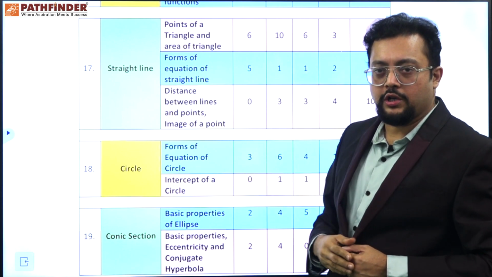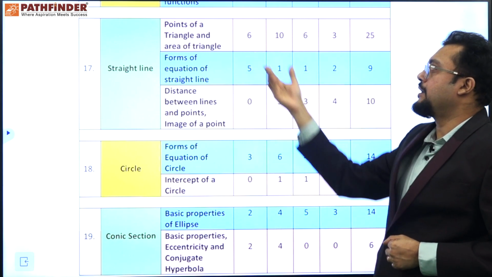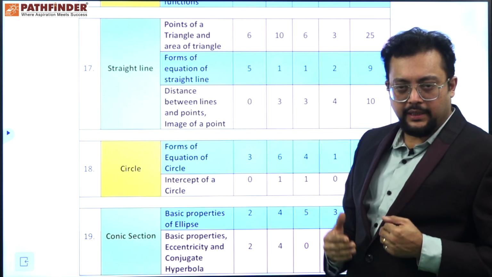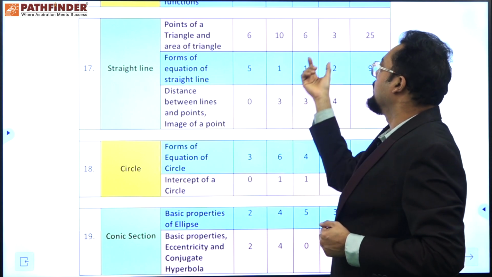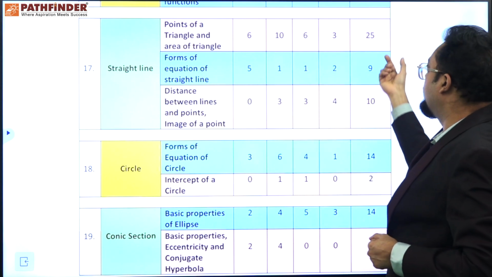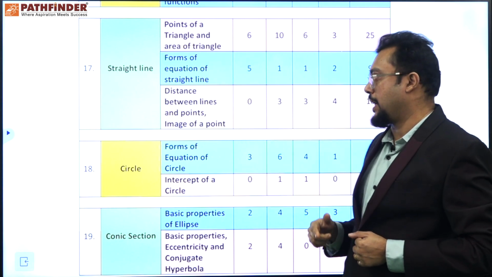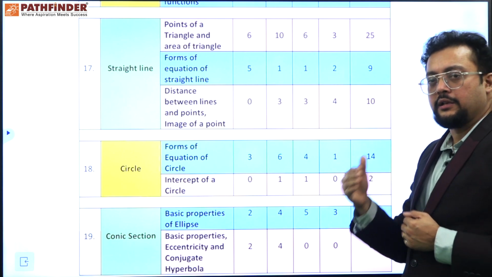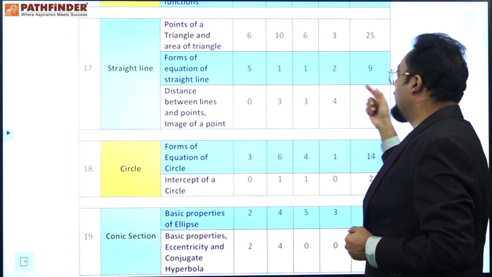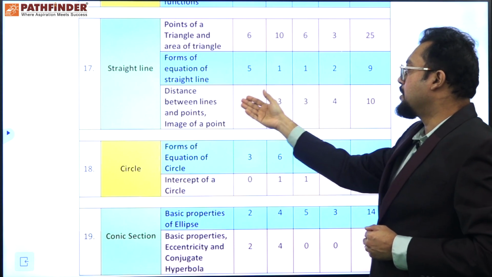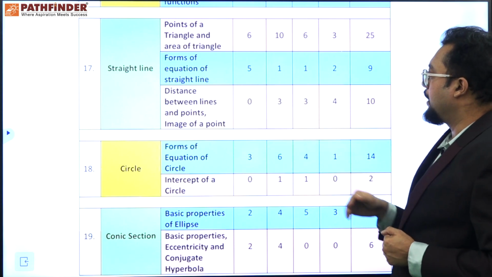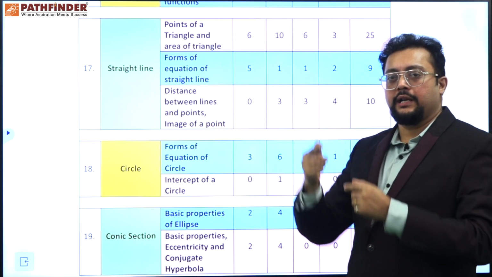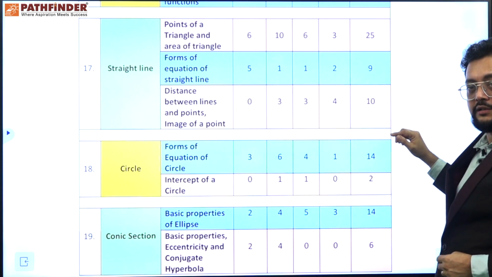Next, we go on to the coordinate section. In straight line, in rectangular Cartesian coordinate system, that is points of a triangle, I mean centroid, orthocenter, circumcenter, they have asked 25 problems, and also on area of triangle. Then in straight line, in different forms of equation of straight line, normal form, point slope form, they have asked 9 problems. And distance between lines, that means distance between two parallel lines, distance between a line and a point, and also image of a point about a straight line, they have asked 10 questions.